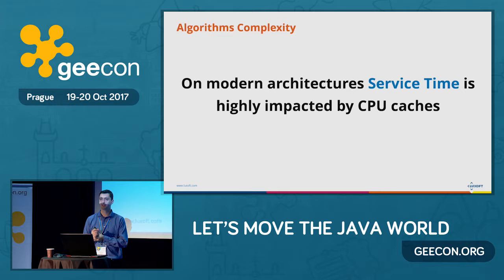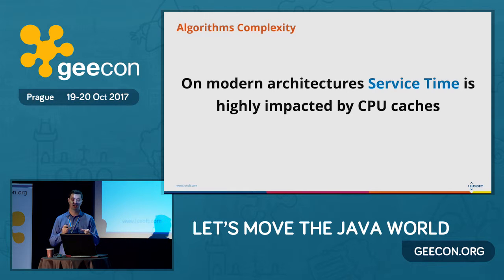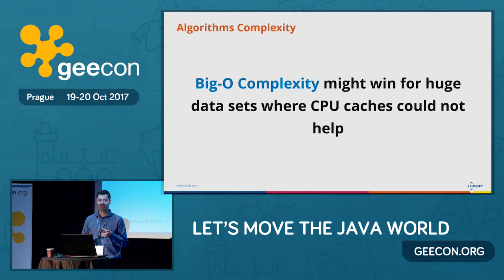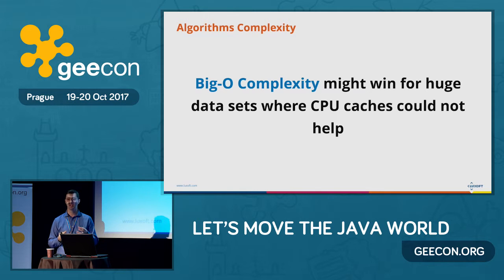Which concludes that on modern architectures, the service time is greatly impacted by the CPU caches, the way the data structures are laid out in memory, and of course the way you traverse them. These are the key factors. Big O complexity might be a win in case you deal with very huge data sets where the CPU caches don't help you a lot.